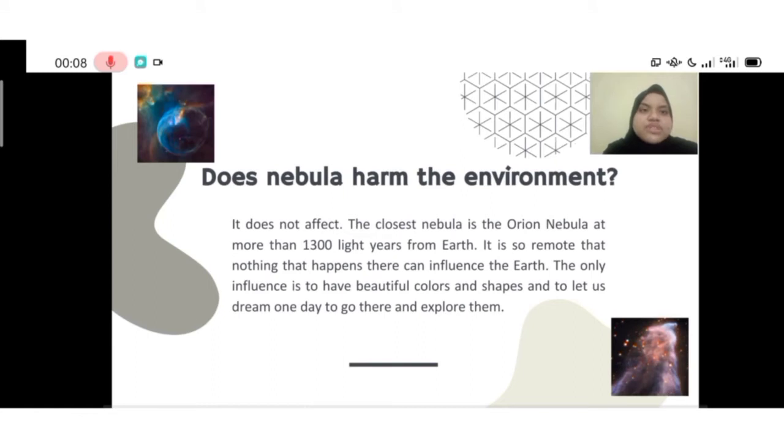Does nebula harm the environment? The answer is it does not affect. The closest nebula is the Orion Nebula at more than 1,300 light years from Earth. It is so remote that nothing that happens there can influence the Earth. The only influence is to have beautiful colors and shapes and to let us dream one day to go there and explore them.